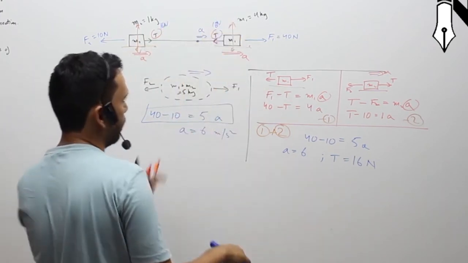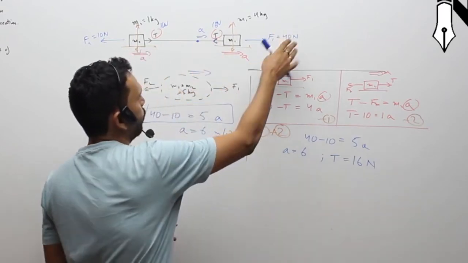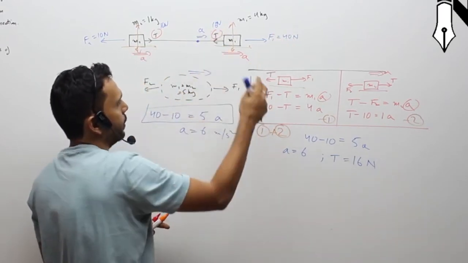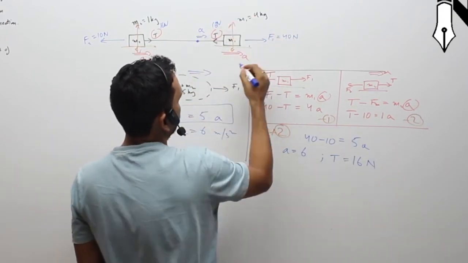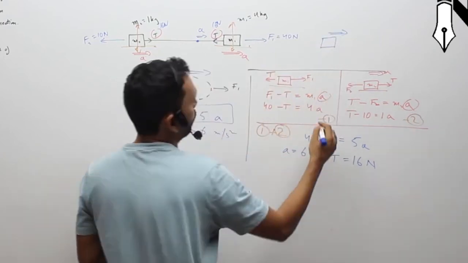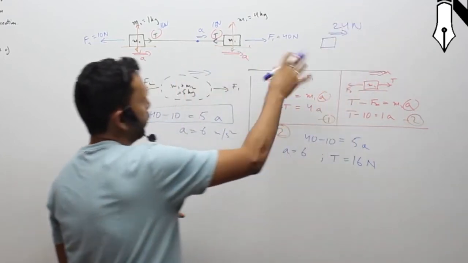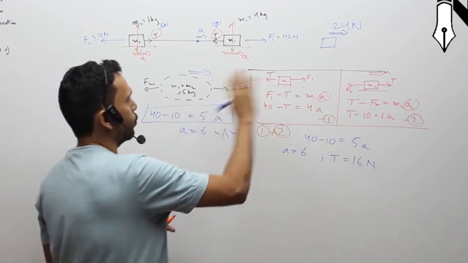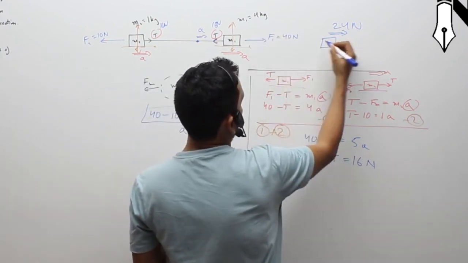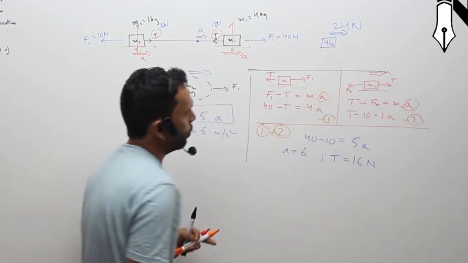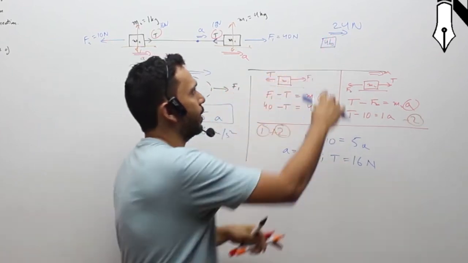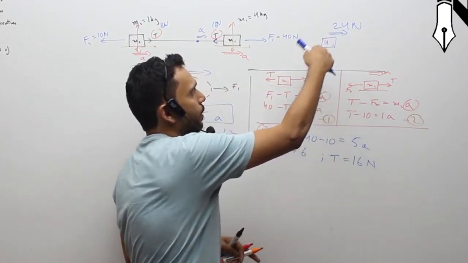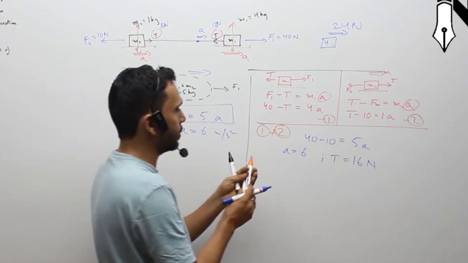You can cross verify by putting over here. If it is 40 forward, 16 back, so the net force on that mass becomes 24 Newton forward. 40 forward, 16 back is the net force in the horizontal direction, and the mass was 4 kgs. So what will be the acceleration? 24 divided by 4 will give you 6. That was the acceleration, 6.